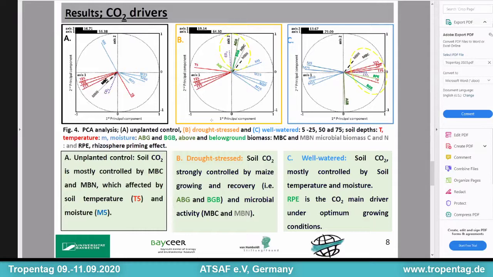plant starts a fast recovery. Then the roots and the microbes start to recover fast. That's why the CO2 that can be emitted during this time is related to the plant biomass and microbial biomass. And in well-watered conditions, soil temperature and soil moisture are the main drivers for the CO2 emission, which is clear. But the interesting thing is, we have a higher rhizosphere priming effect.